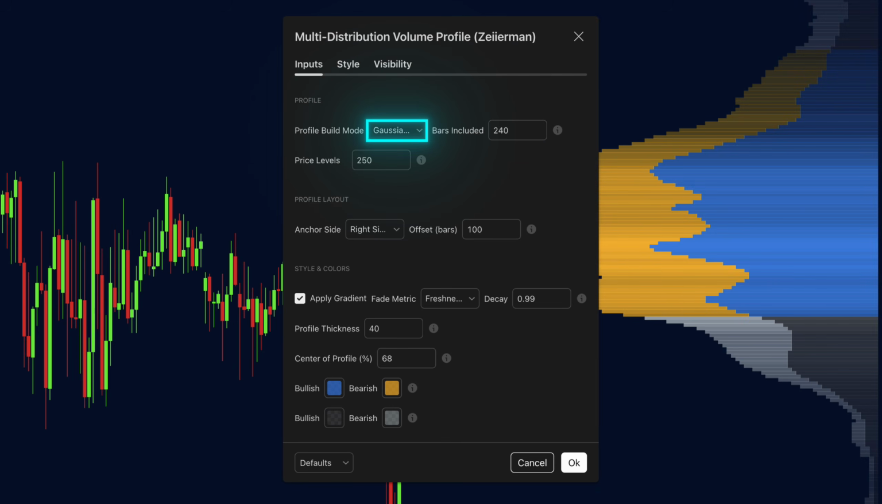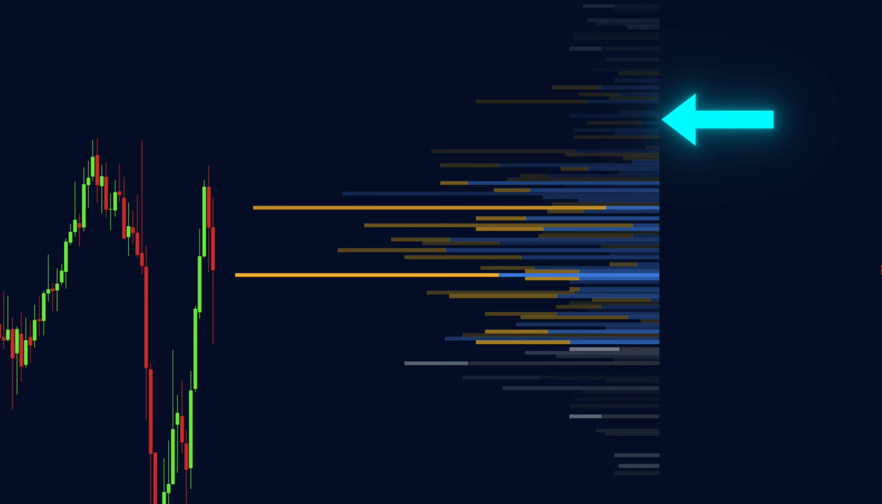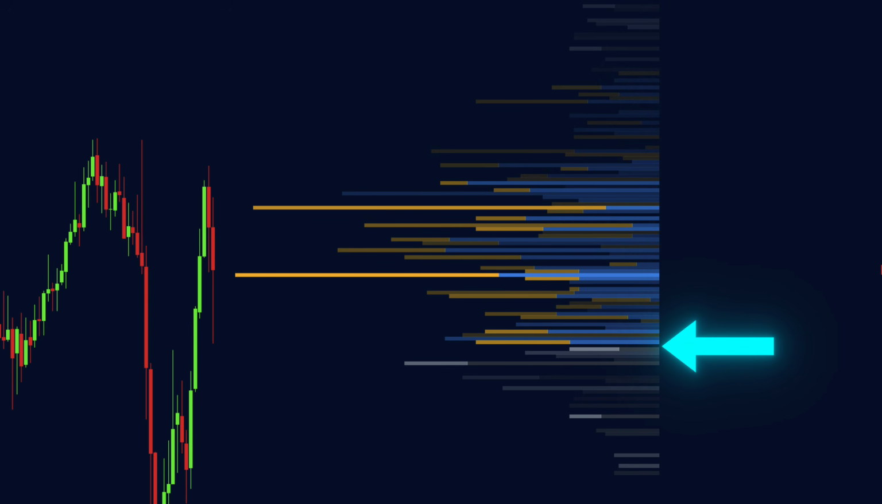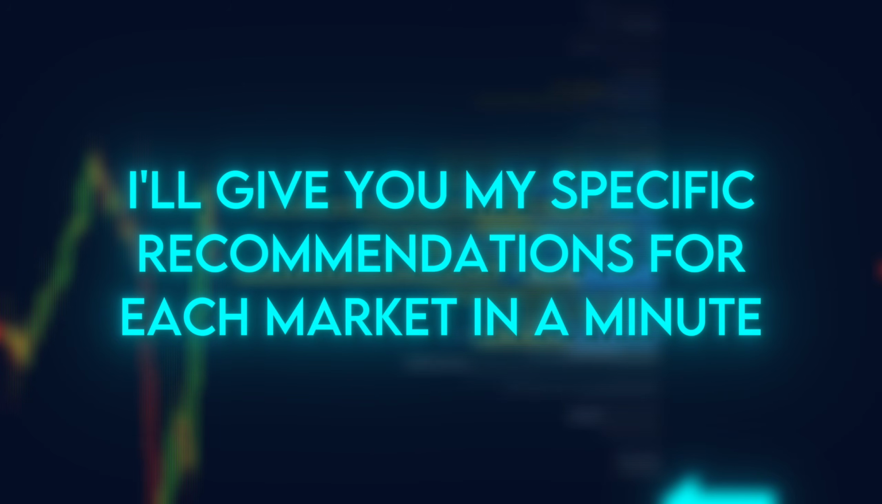Gaussian center is a great starting point. It weights volume toward the middle of each bar, which gives you a smooth, balanced profile that works well in most conditions. Range body only focuses just on the candle bodies and ignores the wicks, which gives you a cleaner, simpler read if you find the full range too noisy. And midpoint only places all volume at the exact center of each bar. Very precise, very clean.